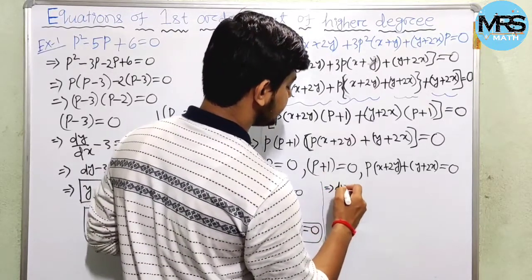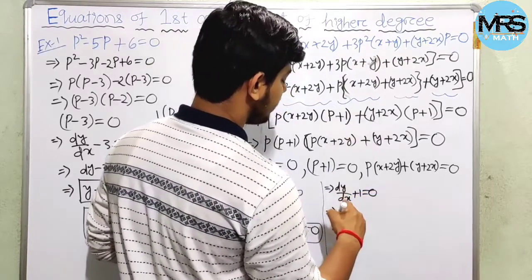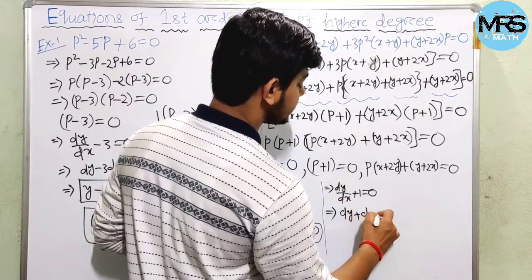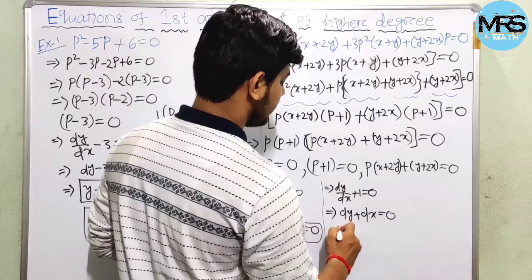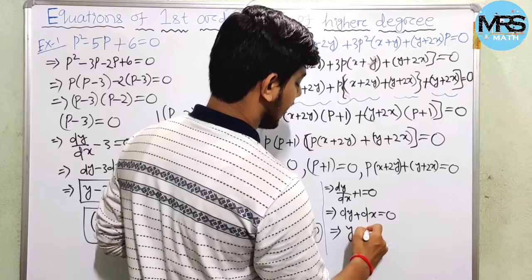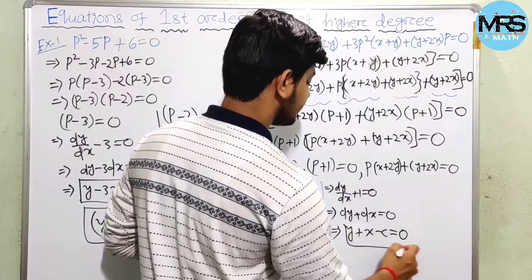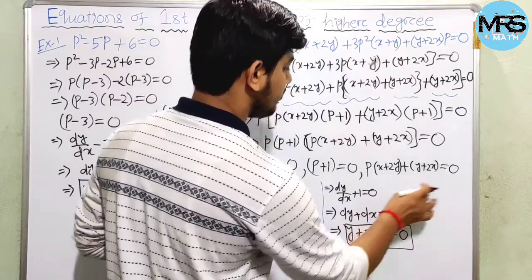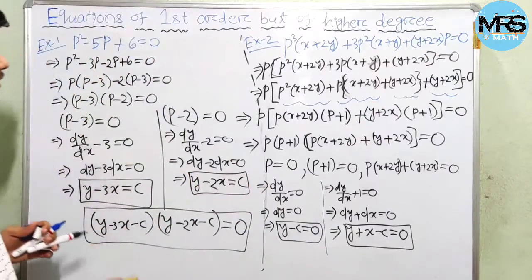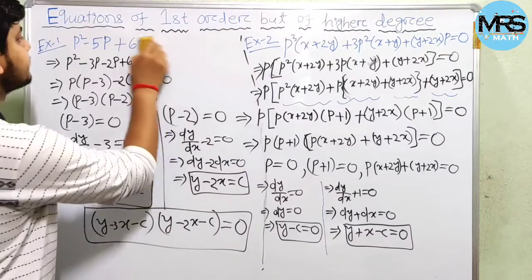Then you will get dy by dx plus 1 equal to 0, then dy plus dx equal to 0. Now if you do integration, I will get y plus x minus c equal to 0. Now we will solve this one. Let us come to this side. Hope this side is over, I can erase now.